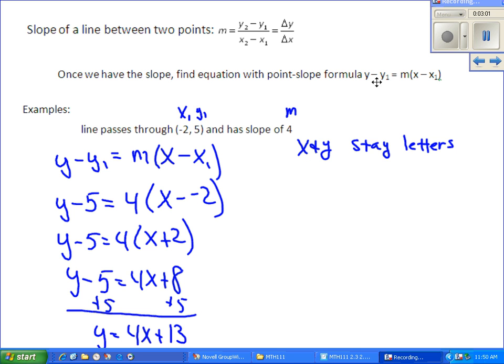So looking at a couple examples here, say that we have a line passing through the point (-2, 5) with a slope of 4. x and y in our formula here stay as letters, whereas the y1, the m, and the x1 all get replaced by their respective values. x1 is negative 2, 5 is y1, and m is 4, and we can simplify to end up in slope-intercept form.